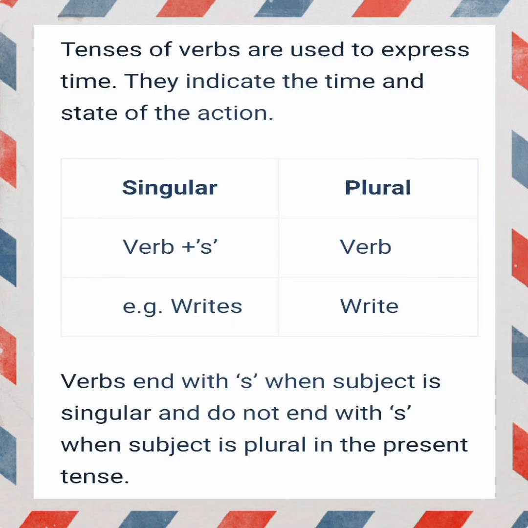Tenses of verbs are used to express time. They indicate the time and the state of action. For singular, we have to write the verb plus s form. For plural, we have to use the base verb. Example, "writes" is the singular, "write" is the plural. Verbs end with s when the subject is singular and do not end with s when the subject is plural in the present tense.